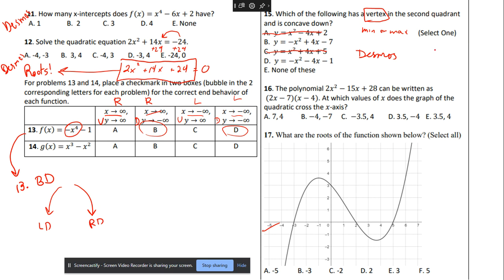And remember, quadrants, they go counterclockwise. This is the first quadrant, second quadrant. Down here on the bottom left is third, bottom right is fourth. So you want a vertex in this quadrant.